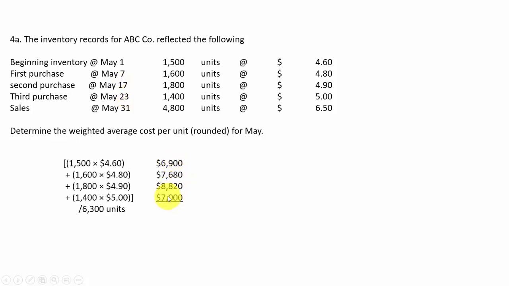Total cost of all these divided by the total units. That'll give you the weighted average cost per unit. The total cost of all the pieces divided by the total units. And so the total cost is 30,400 divided by 6,300 units. That'll give us a weighted average cost per unit of $4.83.